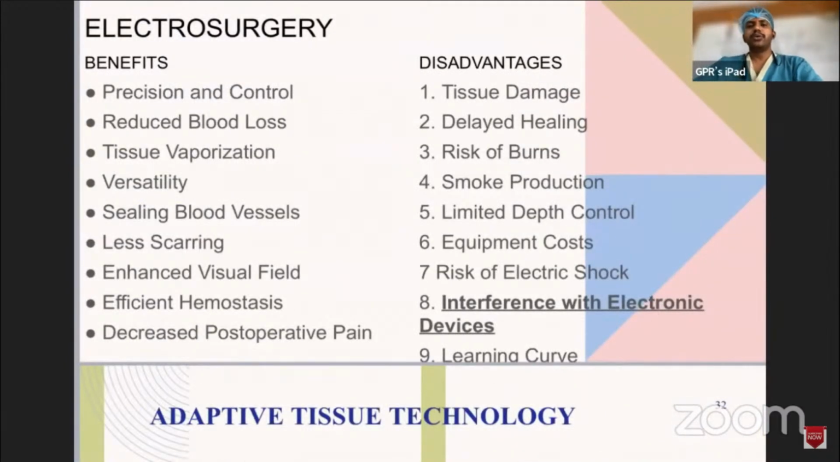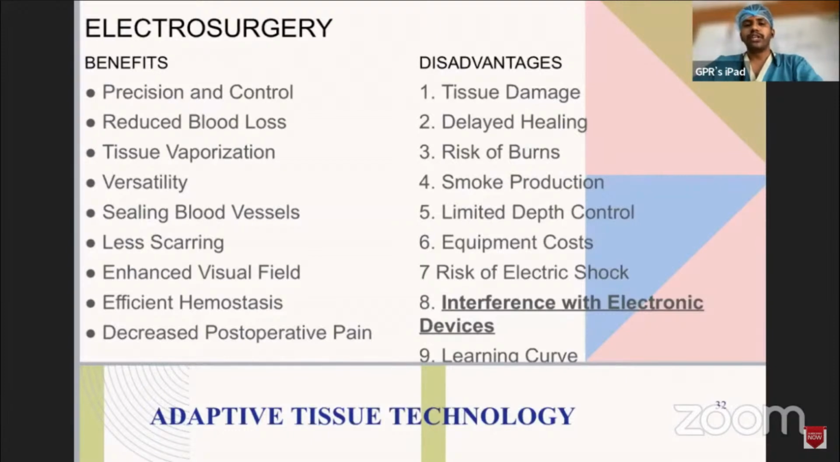The advantages of this electrosurgical unit includes this precision control, and the loss of blood will be very minimalized, and tissue vaporization will be there, and the sealing of blood vessels will be very perfect, and there will be less scarring, and there will be decreased postoperative pain. But whenever a vessel is sealed completely by a bipolar, we need some other extra device like a cutting forceps or cutting device to cut the sealed part. These disadvantages are being taken care of by some other instruments that we are going to see now.